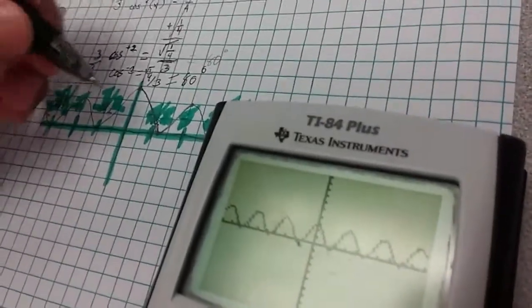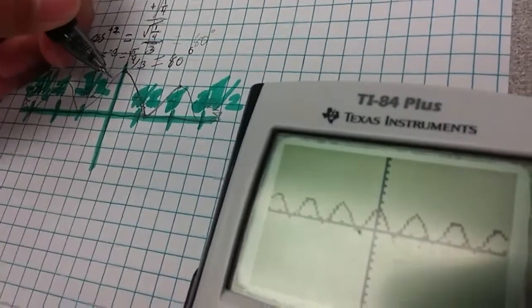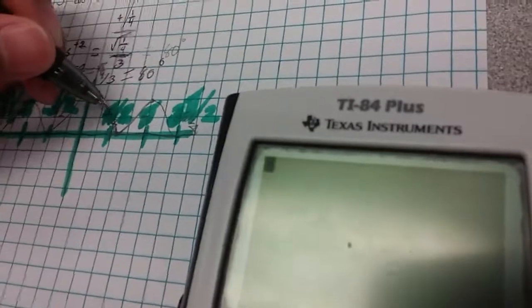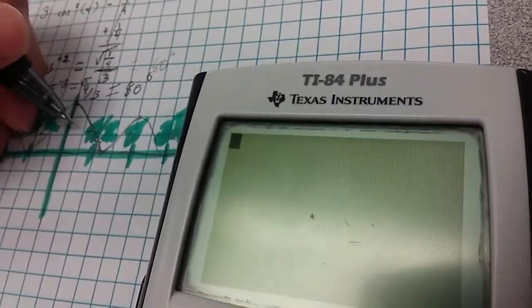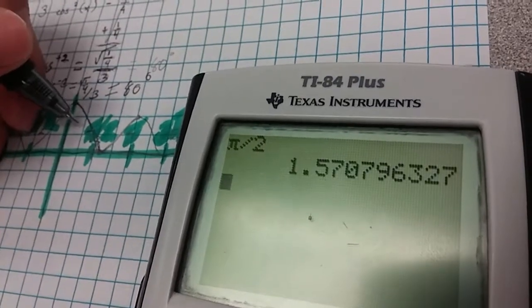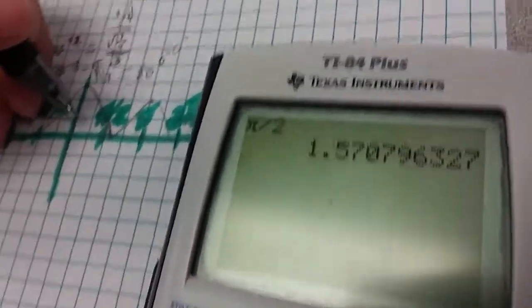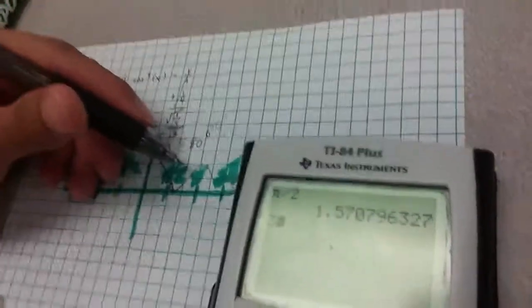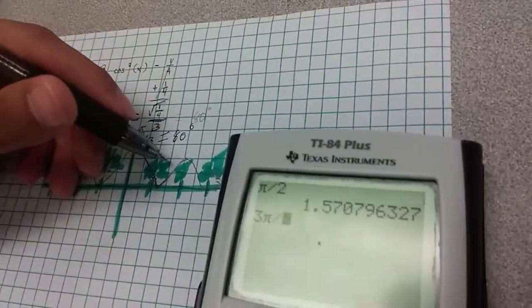And what you do right here is that you have to put in pi divided by 2, and then pi, which is 3.14. We want to know that, and then 3 pi divided by 2.